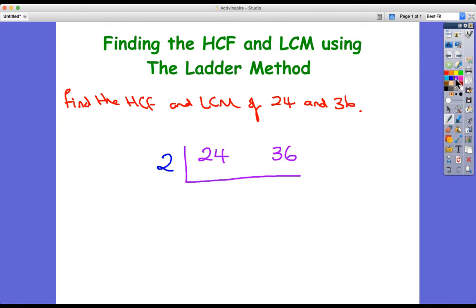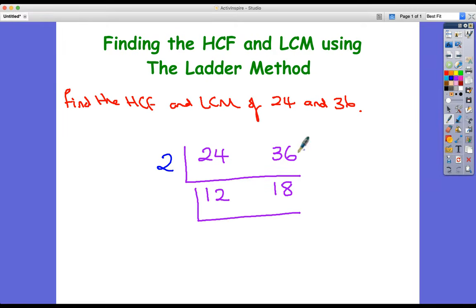So I'm now going to say how many 2's go into 24 and write that underneath, so it's 12. And how many 2's go into 36? It's 18, write that underneath. And follow that up with another L. So you can see where the name comes from, the ladder method.